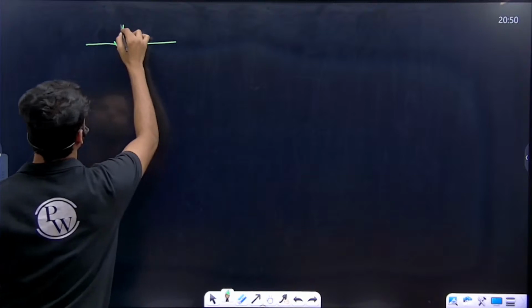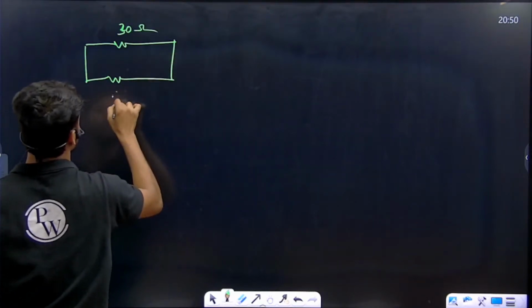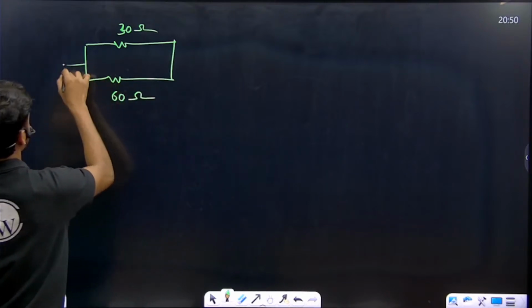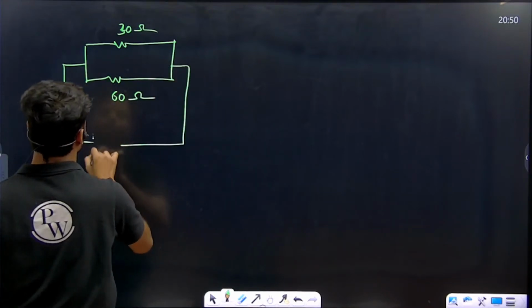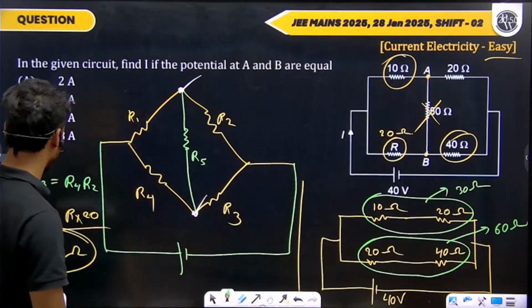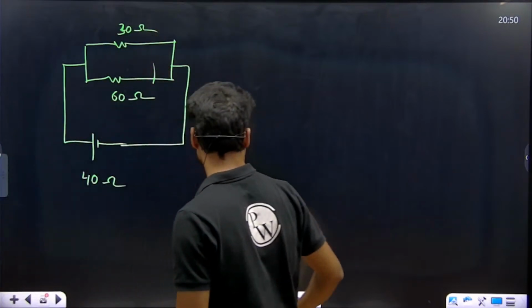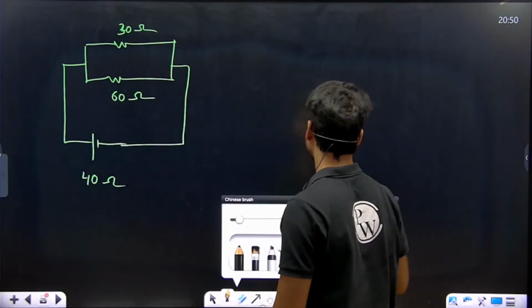We are having a second resistance of 60 ohm, and the whole setup is connected with a potential of 40 volts. This is 40 volts. Now add this resistance. Do you remember the formula?